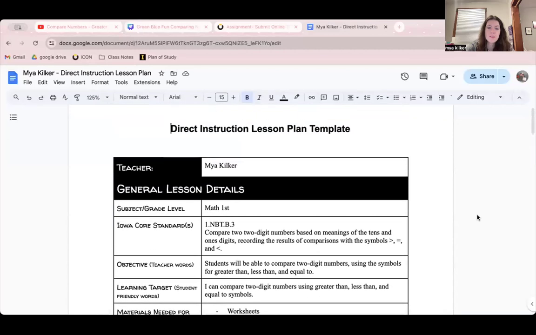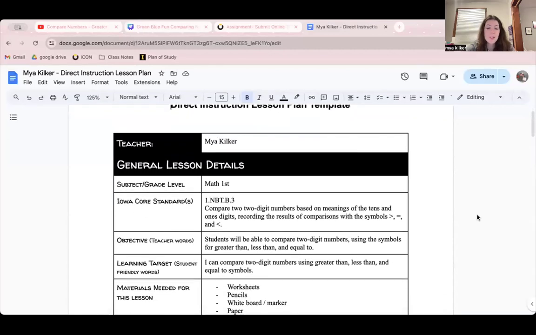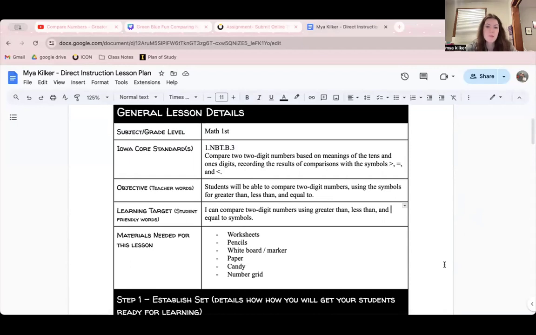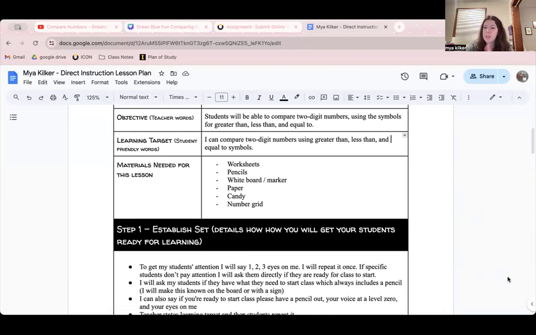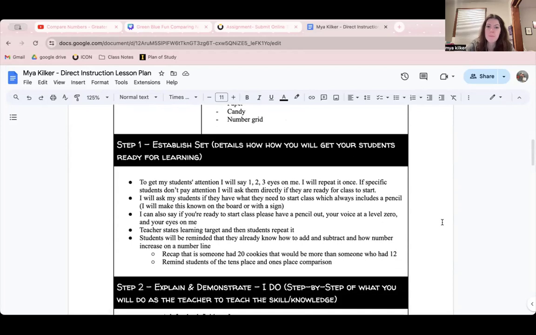So we are working on the Iowa Core Standard, which is to compare two-digit numbers based on meanings of the tens and ones digits, recording the results of comparisons with the symbols. And then it shows you the greater than, equal to, and less than symbols. I hope that you guys will be able to compare two-digit numbers using the symbols for greater than, less than, and equal to. So all you guys need for class right now is a notebook, a whiteboard marker, or just pencil and paper, just something you can write down some problems on so we can practice them together.